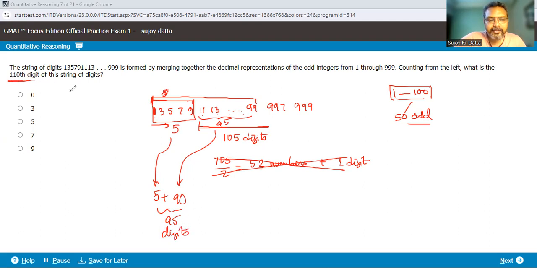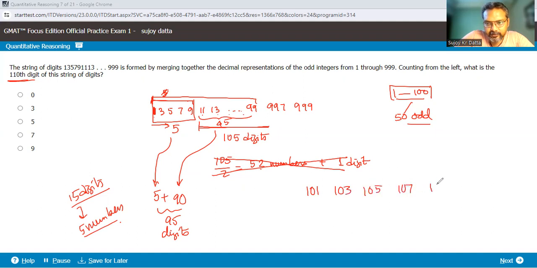But we have to get to the 110th digit. That means we need to count another 15 digits from now on. So digits now will occur three at a time, right? So the numbers are of 3 digits. So we need 5 odd numbers after 99. Those numbers would be 101, 103, 105, 107, and 109. That would give us our 15 digits.